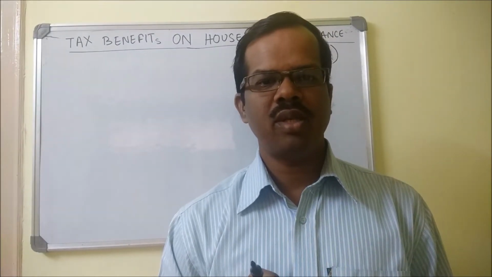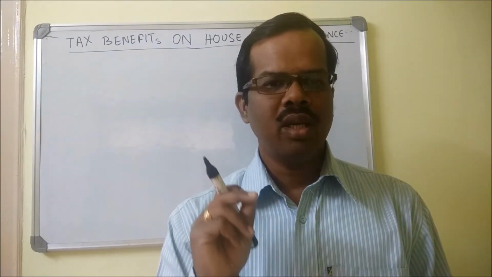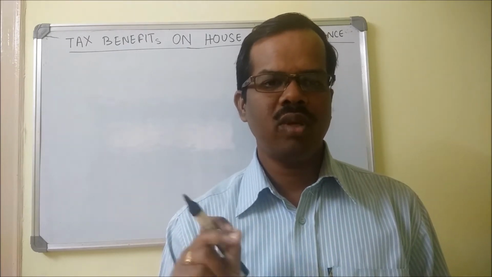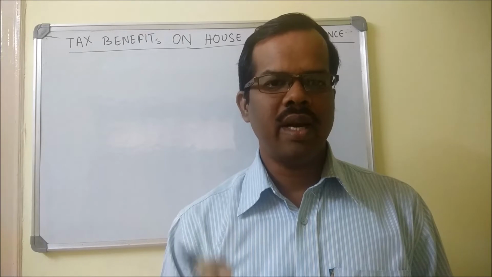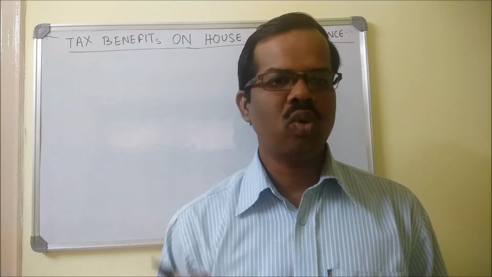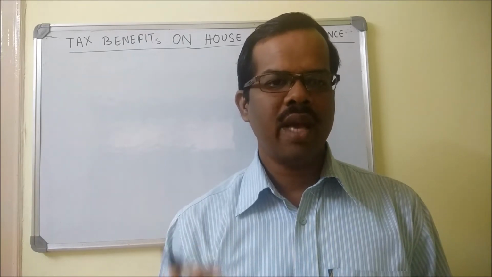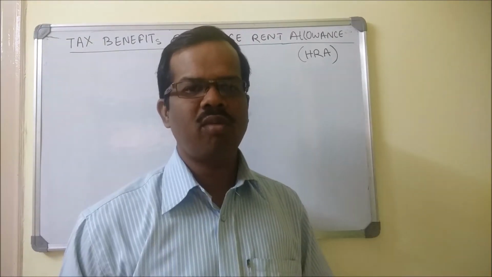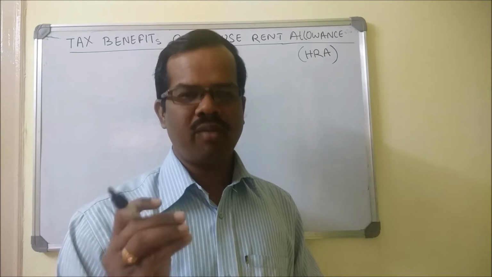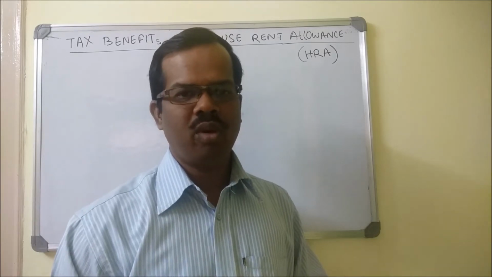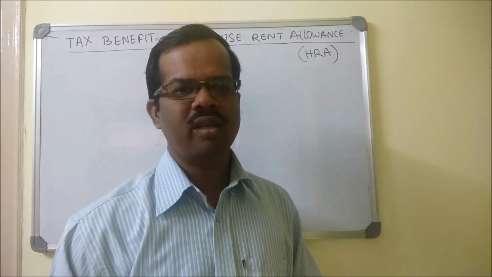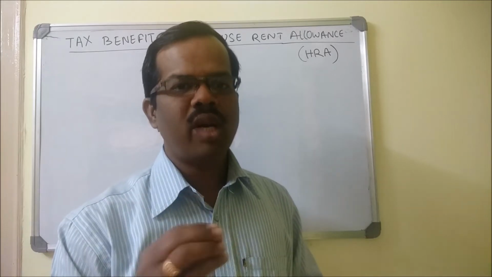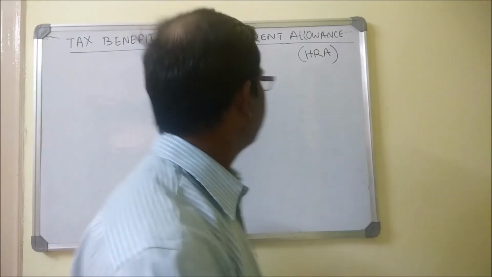The basic concept of this house rent allowance is that you are staying in a rented house and therefore you are getting an additional expenditure, and you should be getting an exemption from the income tax. Will you get 100% of what you are getting as part of HRA? No, you will not be getting the 100%. So what is the calculation then?